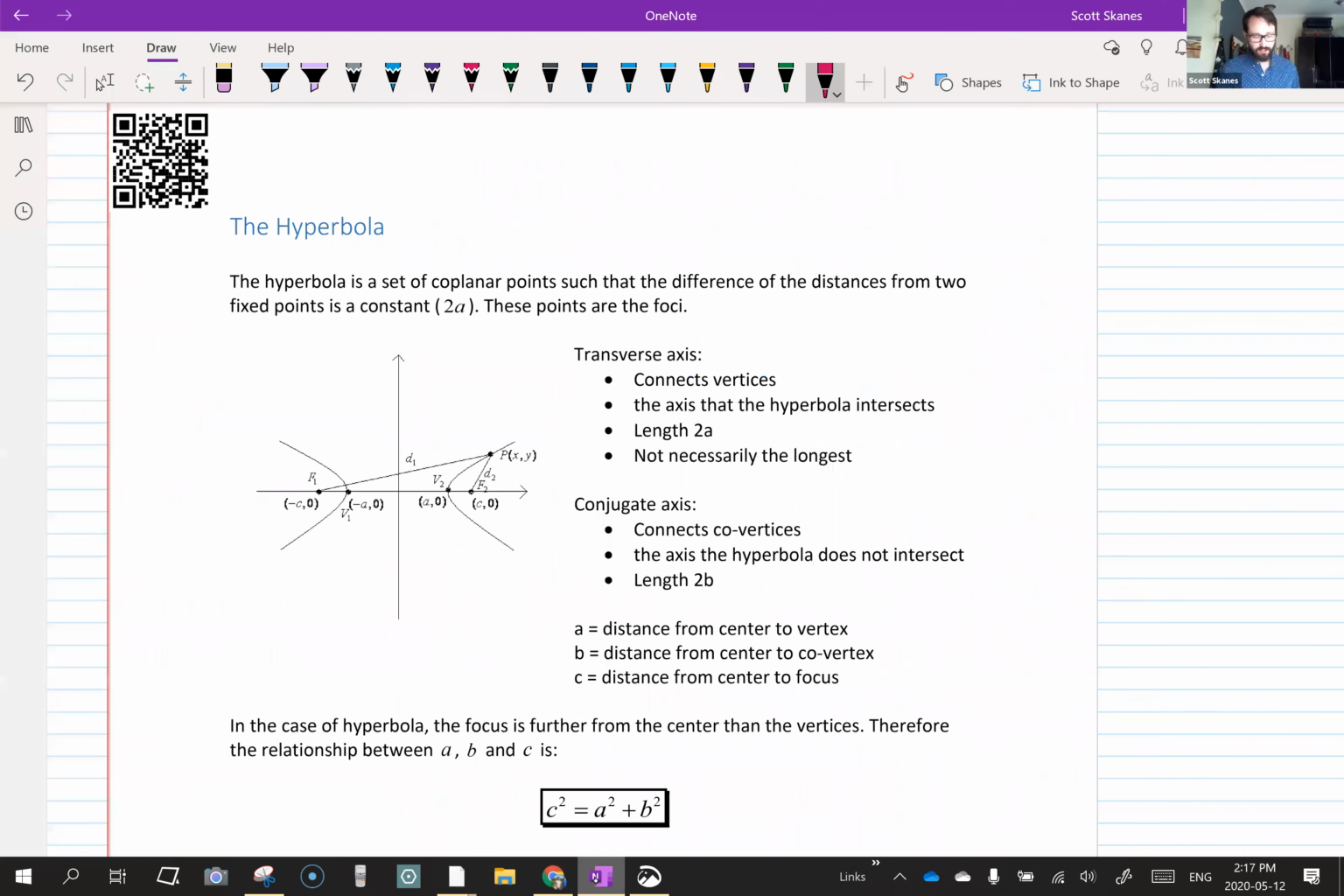Let's get started. So the hyperbola is a set of coplanar points such that the difference of the distances to 2 fixed points is constant. Okay, you don't really need to memorize that. What it means will become clear as we go through.